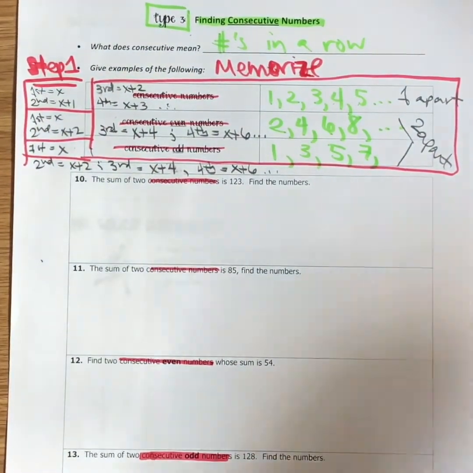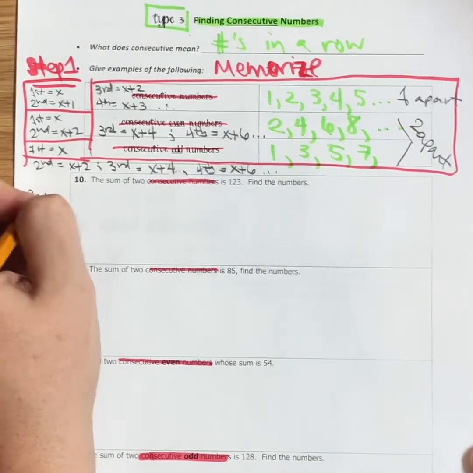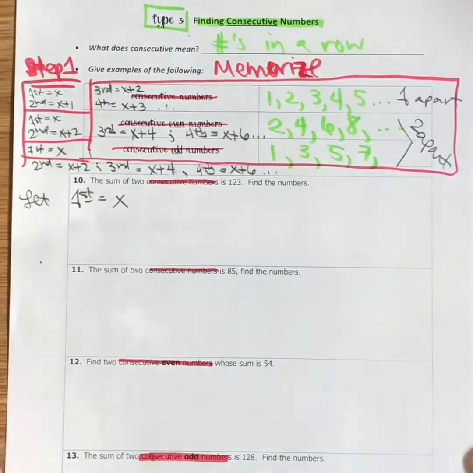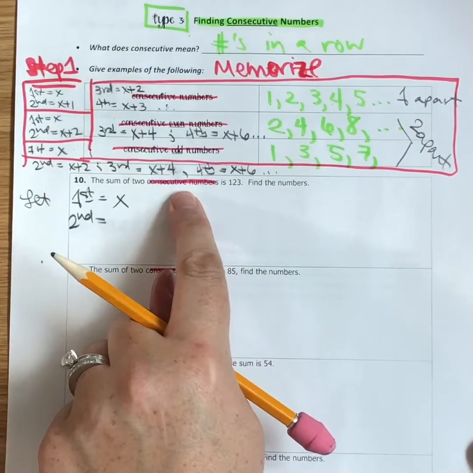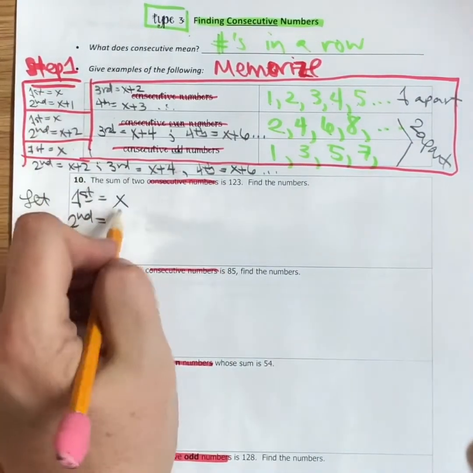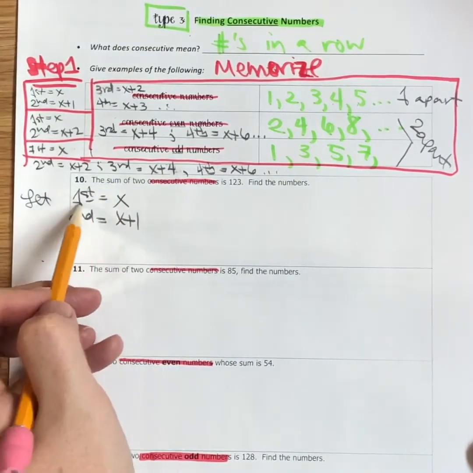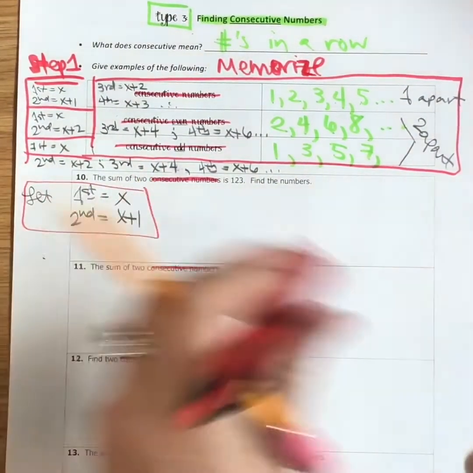So in fact, you're just using a key word in step 1 to tell you which ones you're going to define. So for example, like in number 10, we're going to let the first number equal x. That's always going to be the case. The second number, because they're plain old consecutive, is just x plus 1, because they're 1 apart. And notice it just has 2 numbers, so we just have our first and a second. So that's our first step.